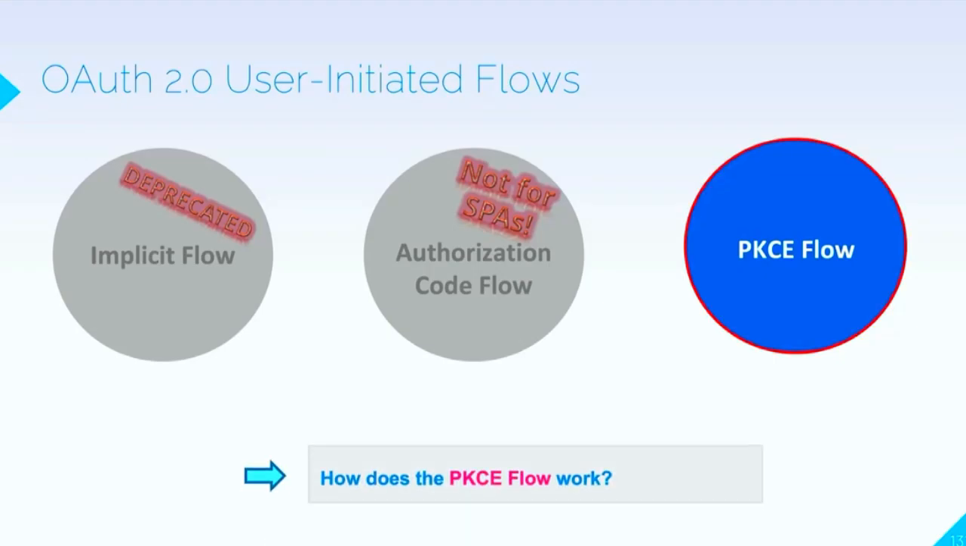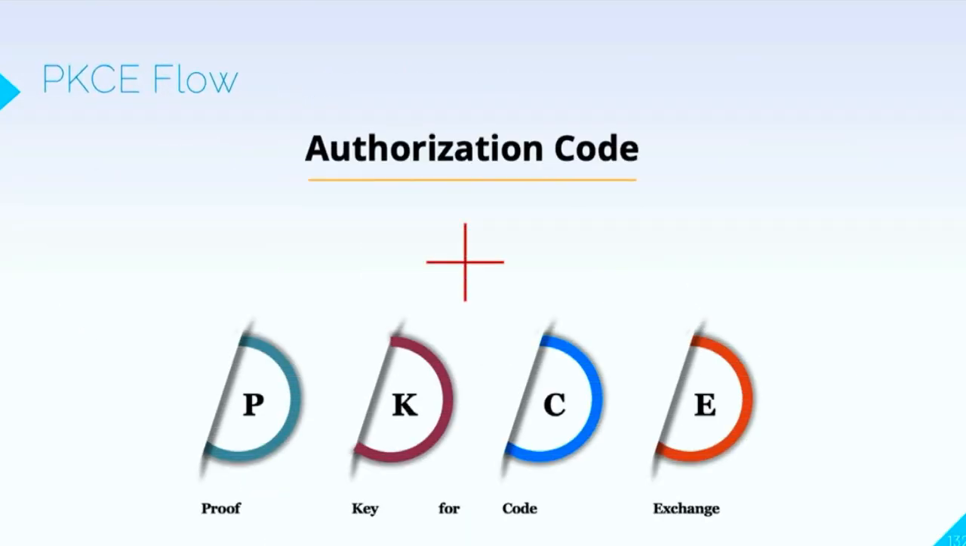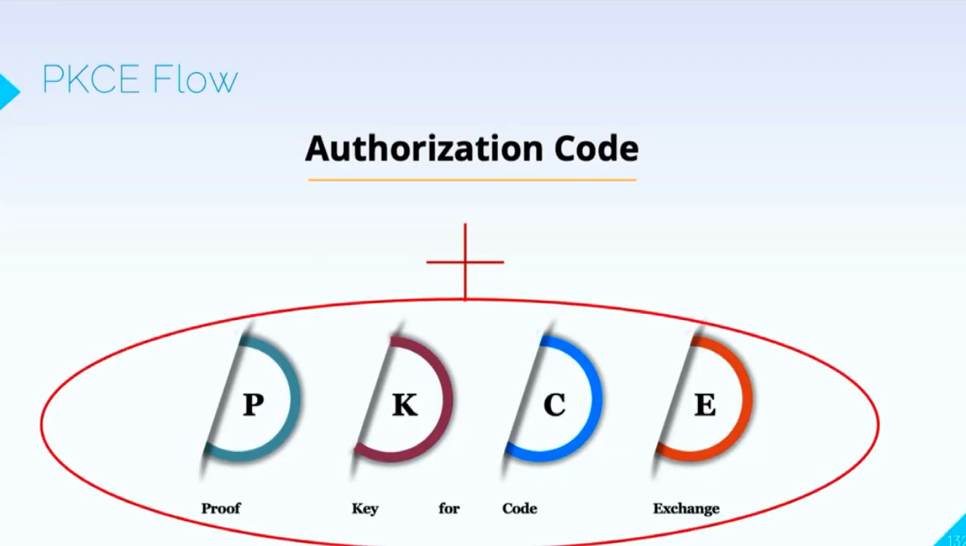Let's dive into the PKCE flow, proof key for code exchange flow. As mentioned in the last lesson, PKCE is an extension of the authorization code flow. So essentially we have the same flow as before, but with an additional layer of security, the proof key for code exchange. But what exactly is this proof key for code exchange?